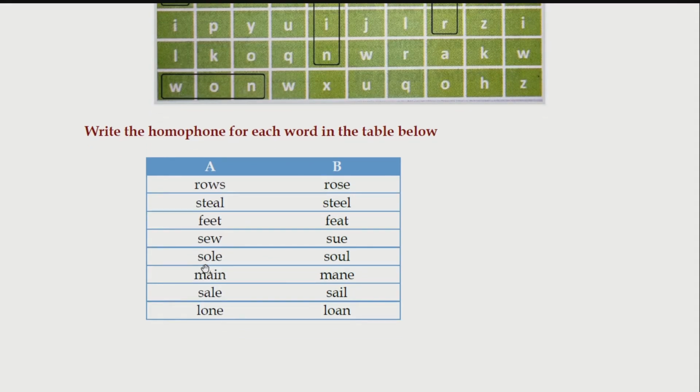Next one, SOLE. Sole is the bottom part or the downmost part of your footwear, especially of your shoe. And the homophone for the same will be SOUL. And this soul means Atma. Next one, MAIN. You know the meaning of main? The homophone for this will be MANE. Now what does MANE mean?